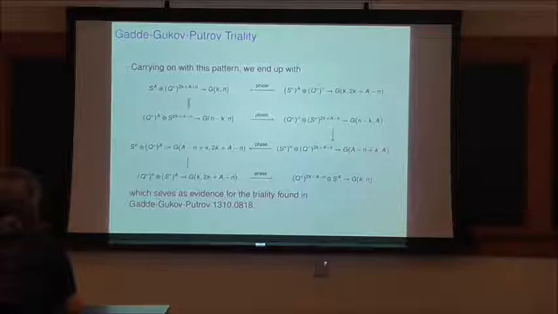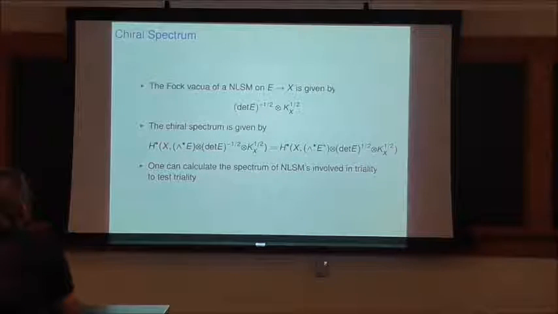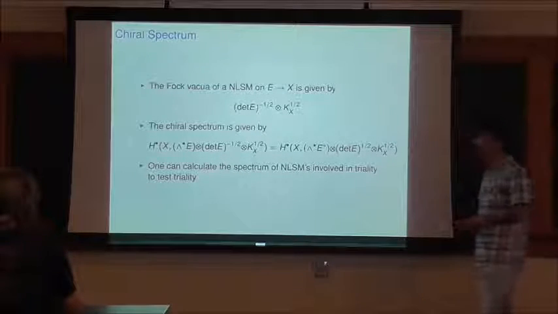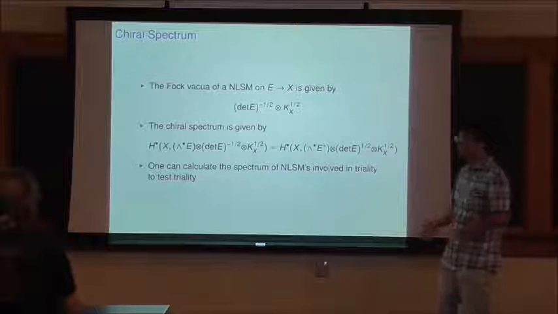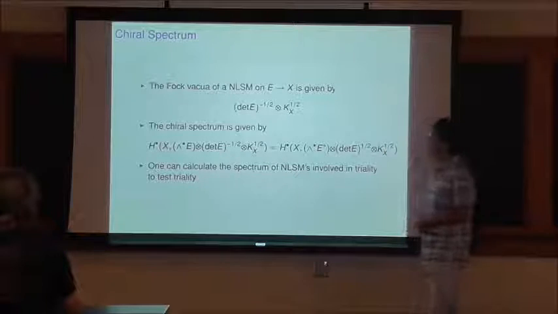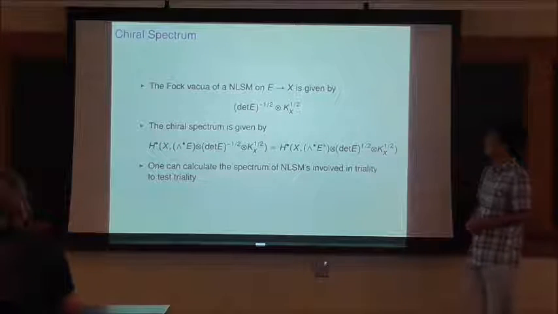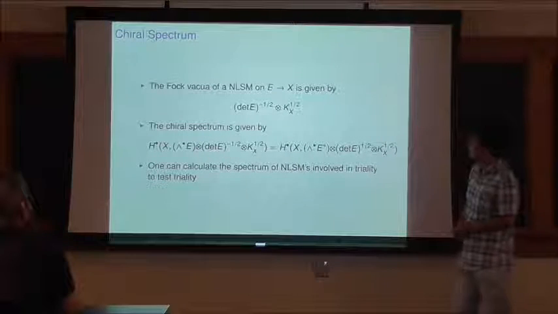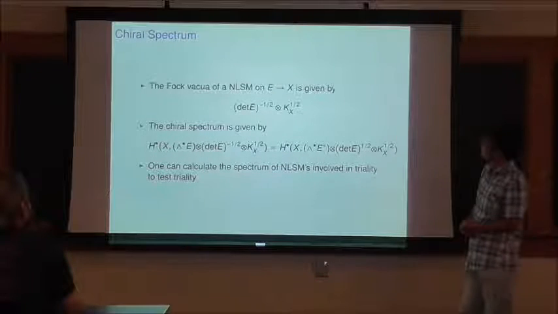So things are nice using just mathematics, but it's not nice enough. To further test our understanding of triality, but in general, to propose a mechanism of computing the chiral spectrum of any nonlinear sigma model in 2 dimensions with gauge bundle E, we did the exact computation like that.